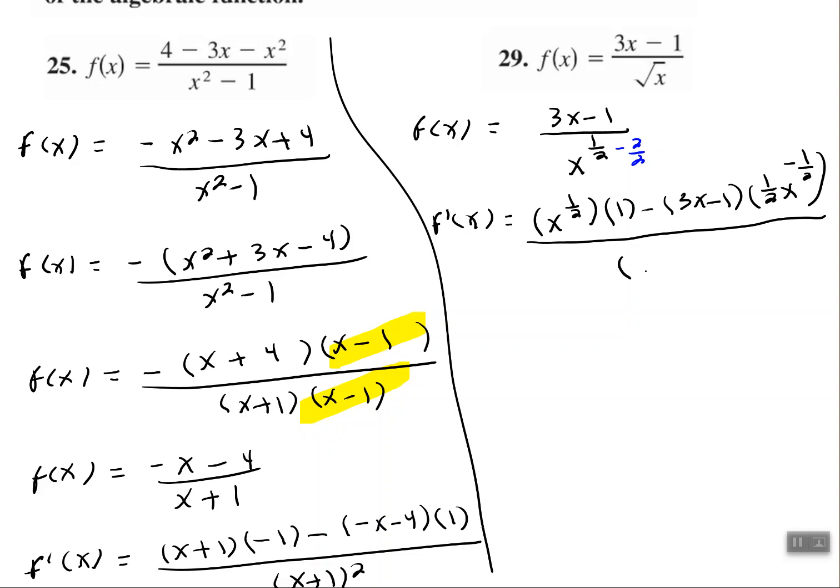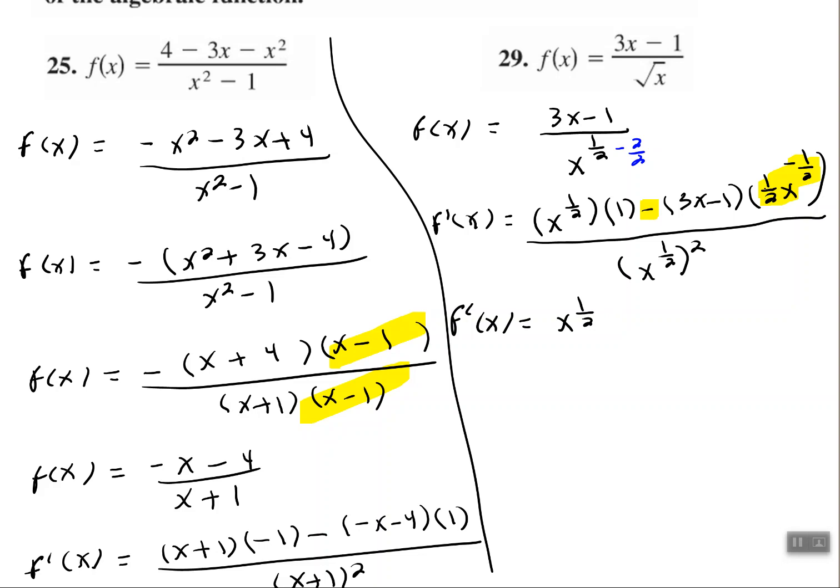All over our denominator squared. All right, so let's see if we can clean this up some. We have f prime of x equals x to the 1/2 power, and let's distribute this 1/2 x to the negative 1/2 along with that negative. Let's see what we come up with.